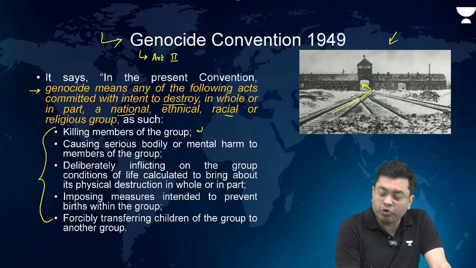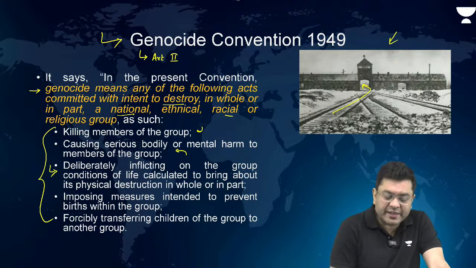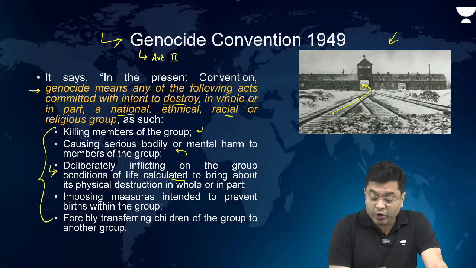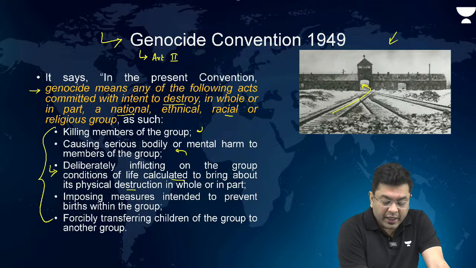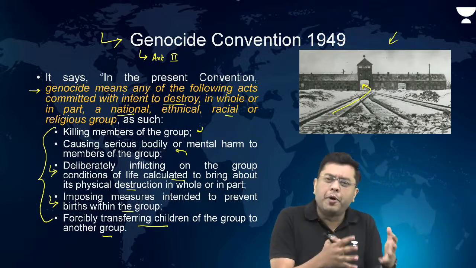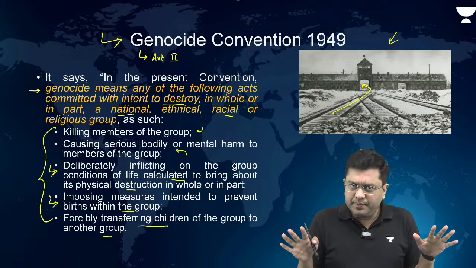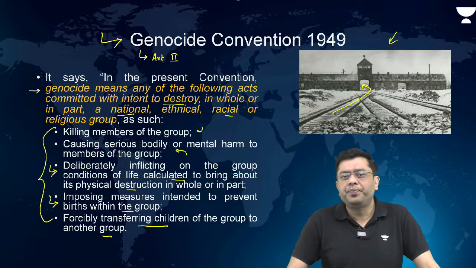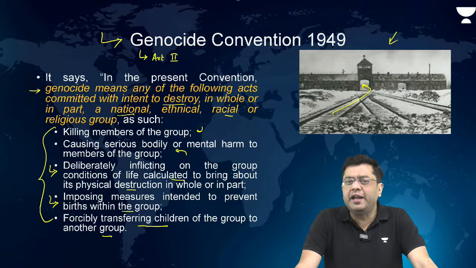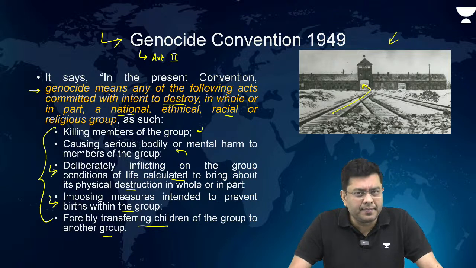Killing members of the group, causing serious bodily or mental harm to the members, deliberately inflicting on the group conditions of life calculated to bring about its physical destruction, imposing measures intended to prevent births within the group, forcibly transferring children of the group to another group. In a way, attacking a group of individuals just based on their identity, in the simplest of terms. That is genocide. Now, after this Genocide Convention of 1949, the world vowed that we will never allow this to happen again.